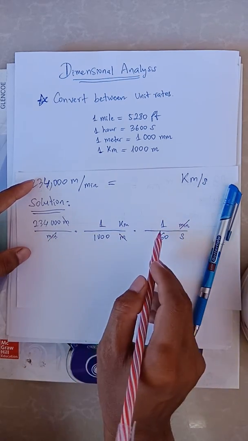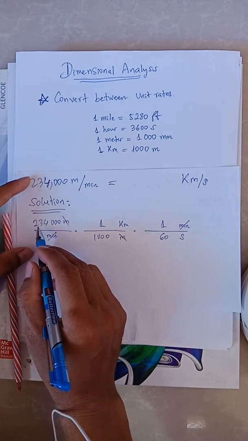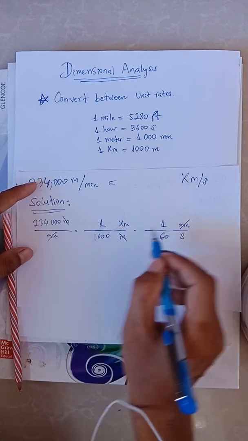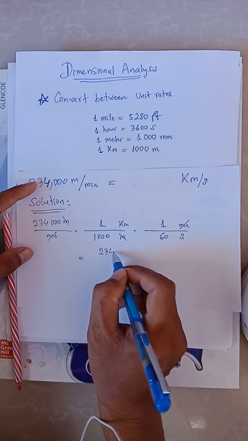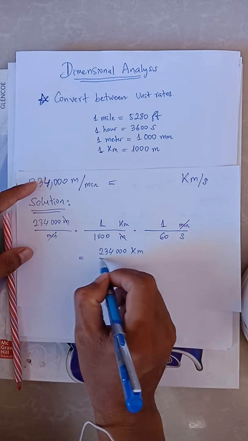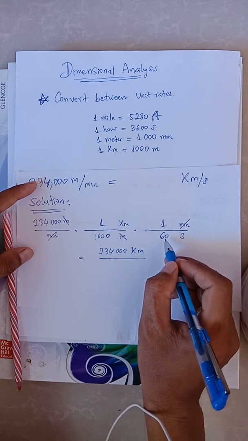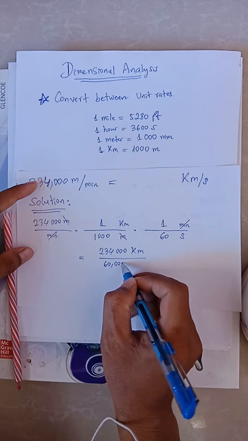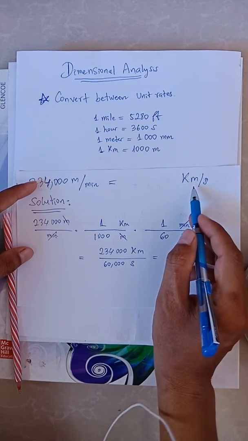Now let's multiply the number up here. So you have 234,000 multiplied by 1 and also by 1, so equivalent to the same number, 234,000 kilometer over, so you have 1,000 multiplied by 60, so you will have 60,000 second. Let's convert to the unit that we want.